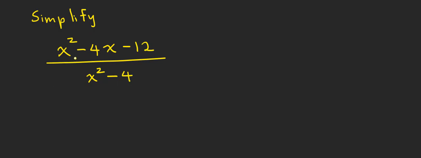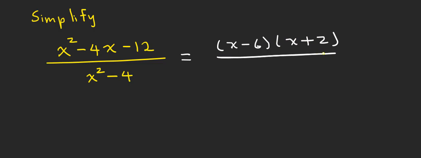Let's simplify this rational expression. In order to do that, we need to factor. So you get the quantity x minus 6 times the quantity x plus 2 on top. And on the bottom, this is a difference of squares, so you get x minus 2 times x plus 2.